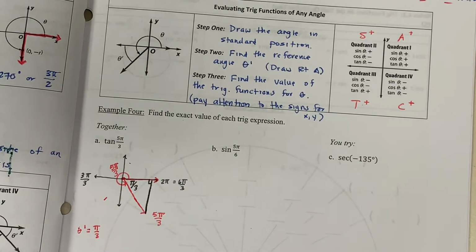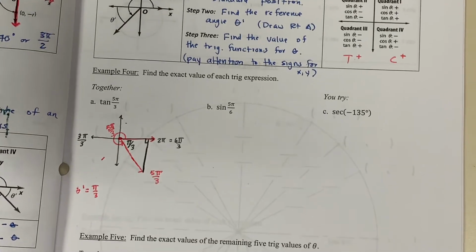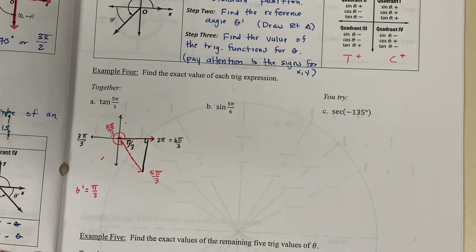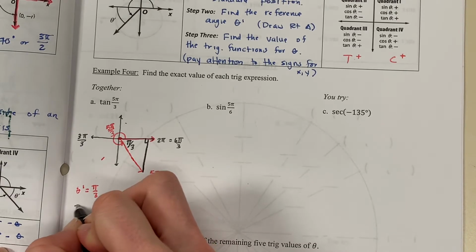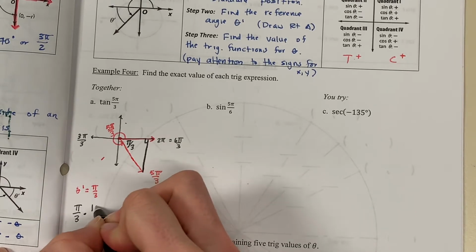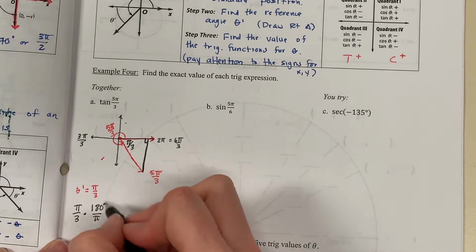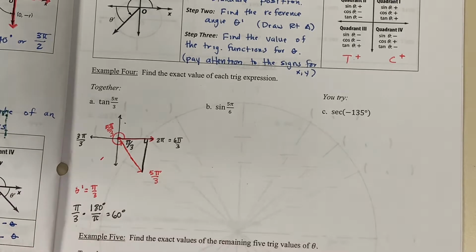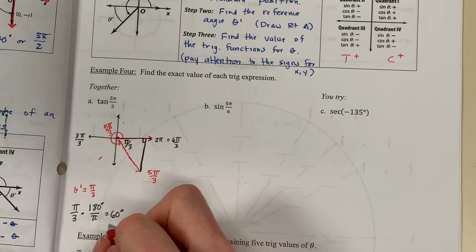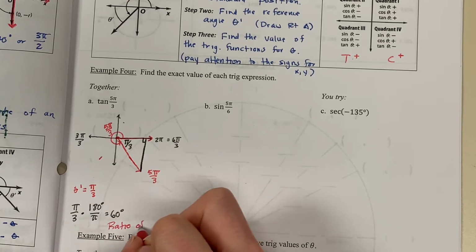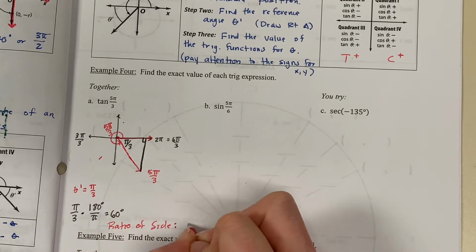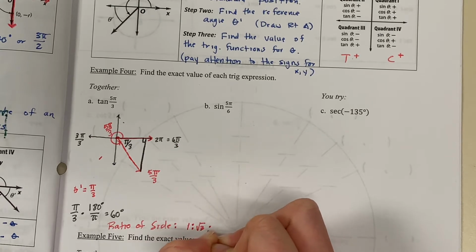Now, I'm going to change pi over 3 to degrees, which can be done by multiplying by 180 degrees over pi. Pi's cancel, and 180 degrees divided by 3 is 60 degrees. So understand, pi over 3 is 60 degrees, which means I have a 30, 60, 90 degree triangle. And the ratio of sides in a 30, 60, 90 degree triangle is 1 to radical 3 to 2.